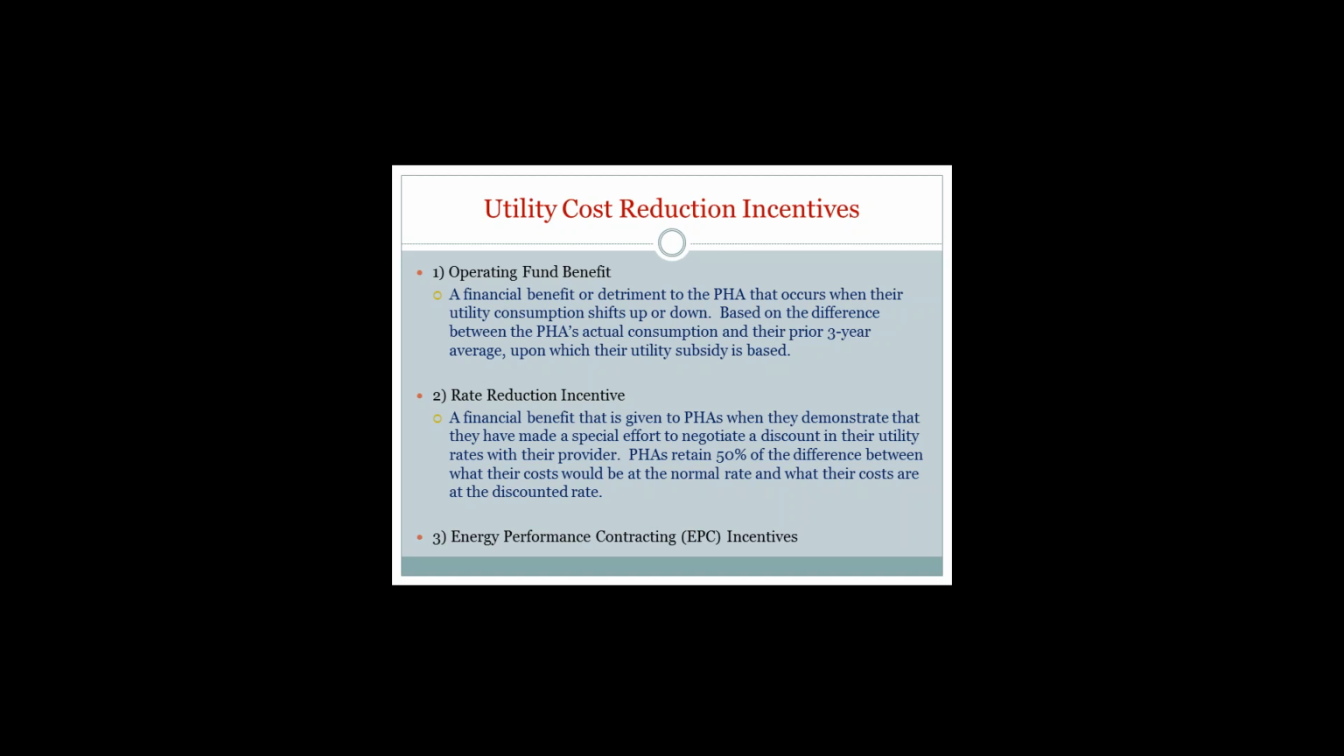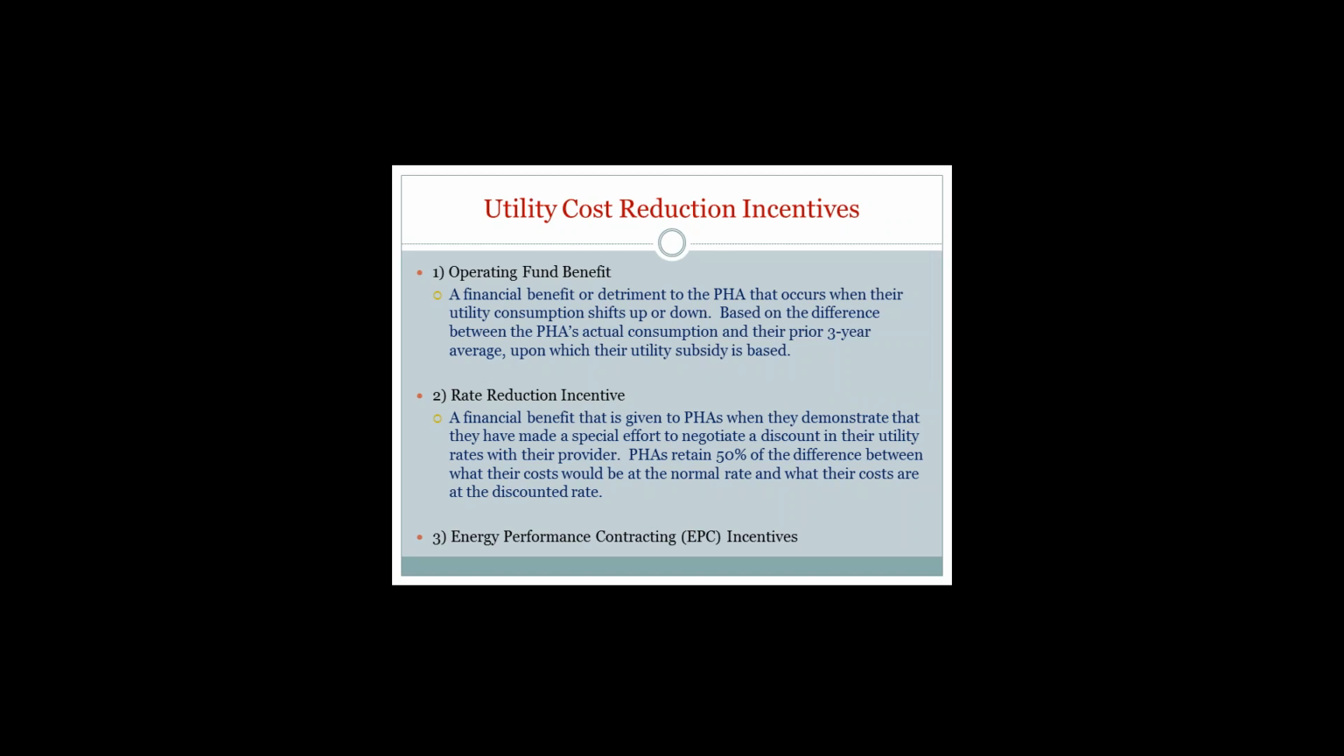The second large utility cost reduction incentive that we offer is called the rate reduction incentive. Now, historically, this one was not used as often because before the deregulation of the energy markets in a number of cities across the country, there wasn't a whole lot that a housing authority could do to affect what the utility rates they were paying to their local utility provider were. You had one utility provider, perhaps one electric provider, one municipal water provider, and whatever they said the rate was for a kilowatt hour of electricity or a gallon of water, that was the rule, and you didn't have much say in it.